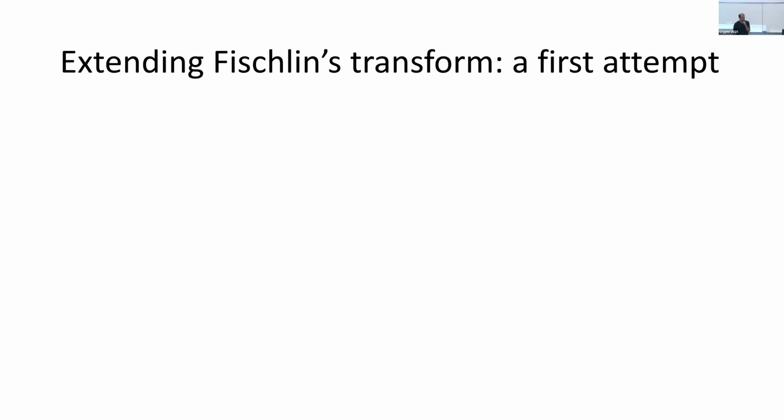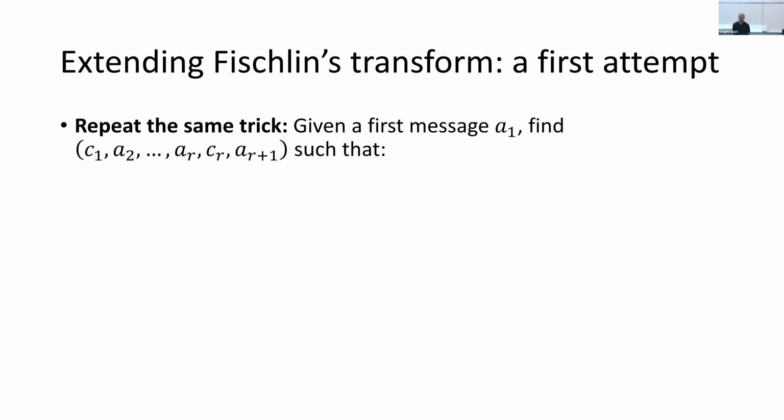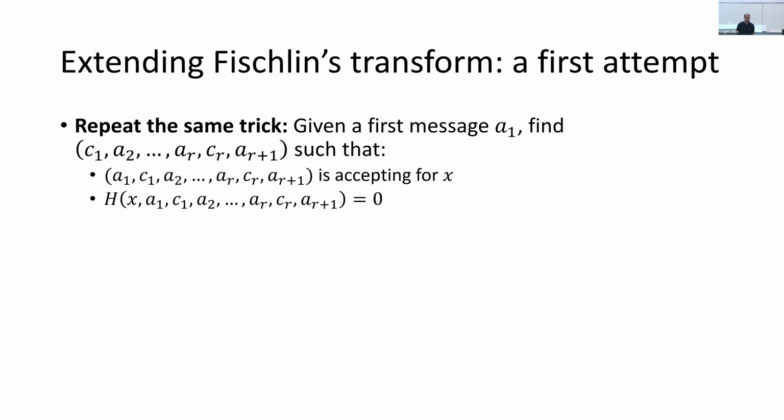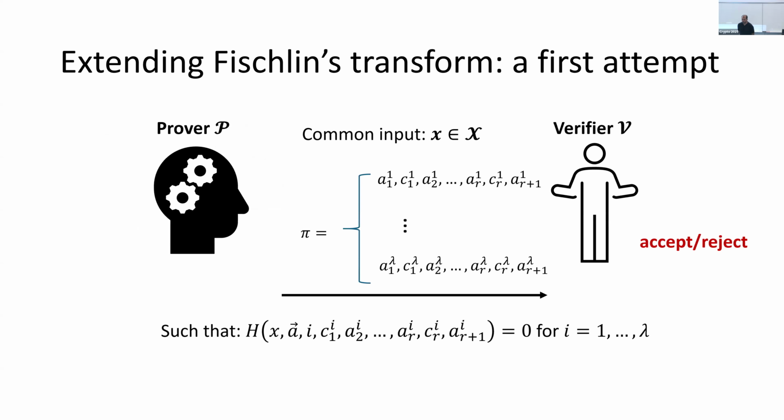So now we want to extend this idea to the multi-round setting. Here's an idea that doesn't work, but it will get us closer. We can just use the Fiat-Shamir transform as is and apply it to multi-round protocols. Given the first message, the prover has to find a transcript that is accepting and, in addition, hashes to 0. And then you repeat in parallel to handle the same issues that we talked about before. So this is the failed attempt. A proof consists of lambda transcripts, all of them hash to 0, and all of them are accepting.